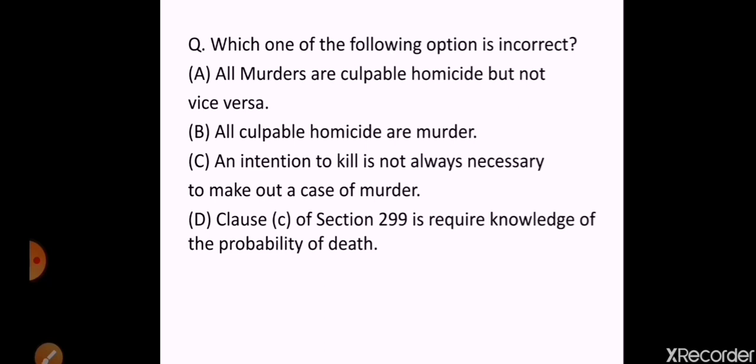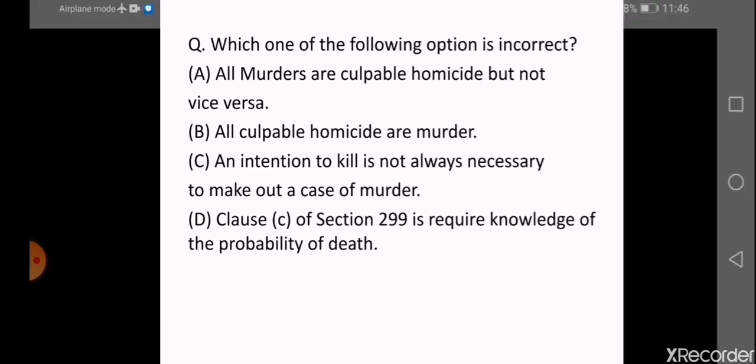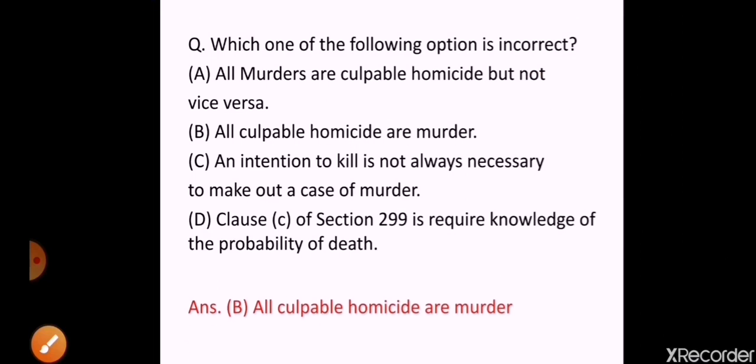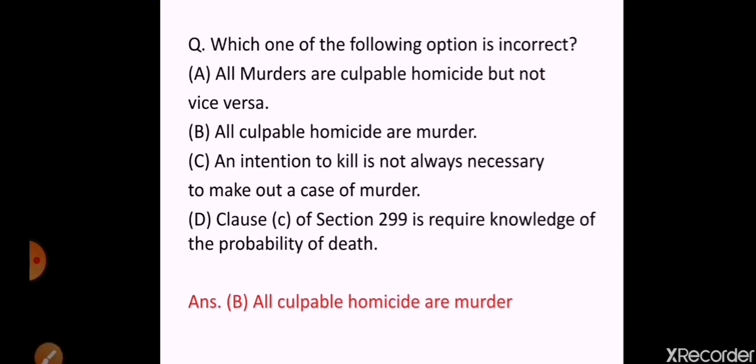So this is also an important question, and if you see what the question is asking, which one of the following options is incorrect. So here if I say incorrect, you have to focus on the question that is incorrect. So the answer is B, that is all culpable homicide are murder.